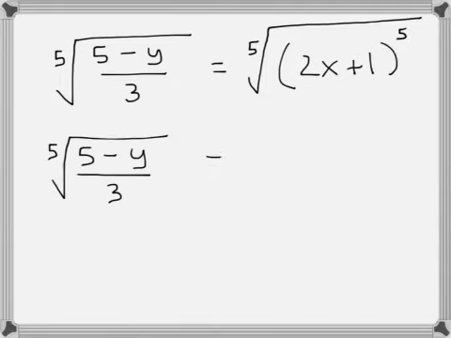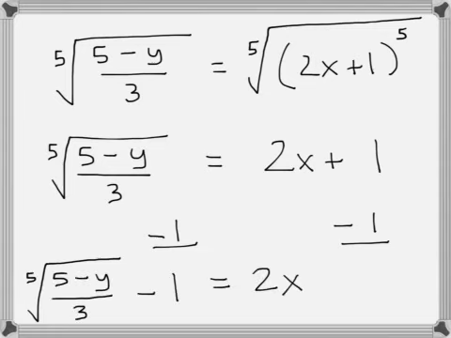And just simplifying over on this side, we have the fifth root of a fifth power, so those would undo each other and leave us with just the 2x plus 1 over here. Over on this side, I'm just going to leave it as that. So, alright, we're a little bit closer to solving for x. We have this plus 1, so we're going to subtract 1 from both sides.